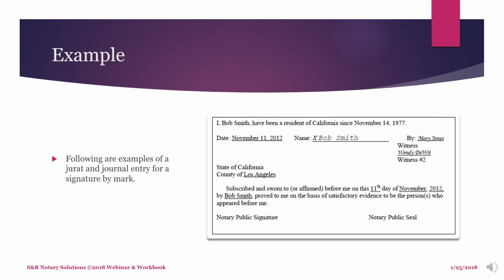Here we have an example of a jurat. You can see where the X and then the name Bob Smith was written in. On the next page, we'll talk about the journal entry.